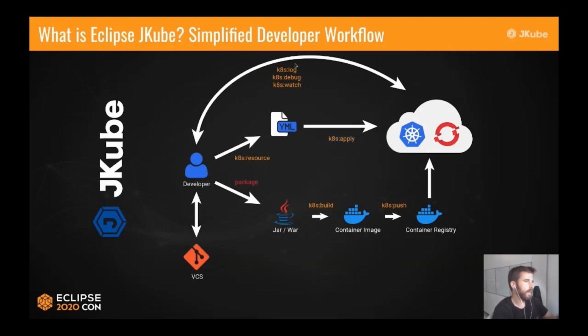And then we offer a set of specific goals for developers. The first goal is k8s:log. This will connect to your cluster and tail the logs for your application or your container running in the cloud. The debug goal will open a remote debug session with your application running in the cluster. And finally, the watch goal, which is in charge of hot reloading your application. It will detect changes in your application and hot reload it in the cluster.